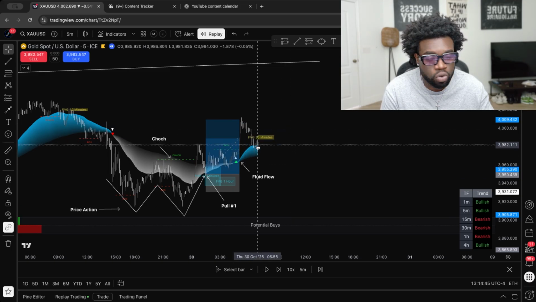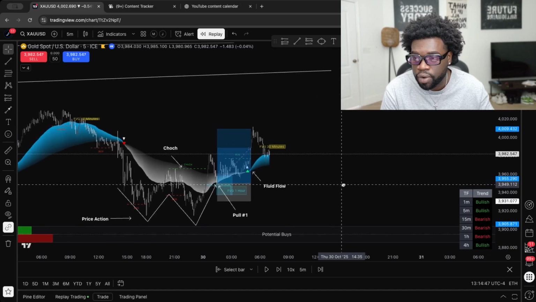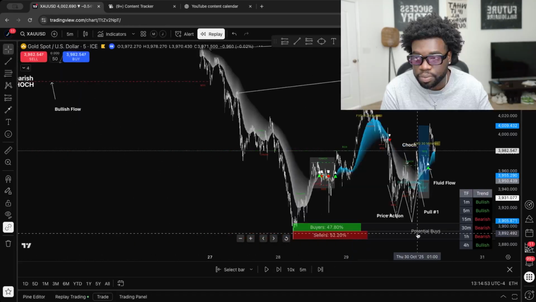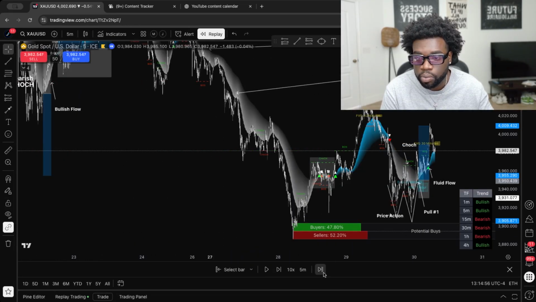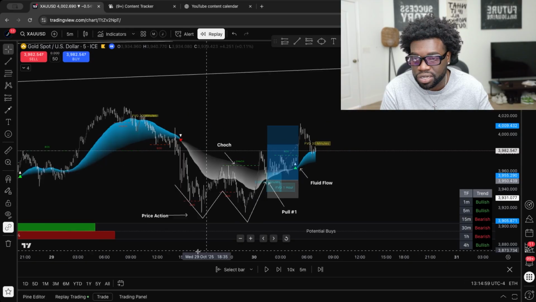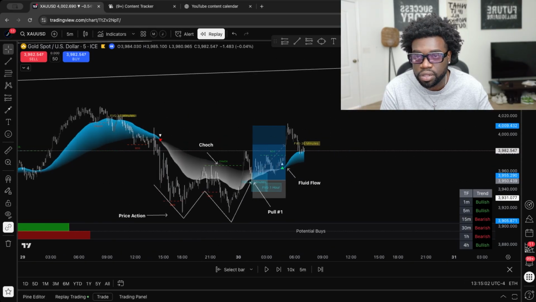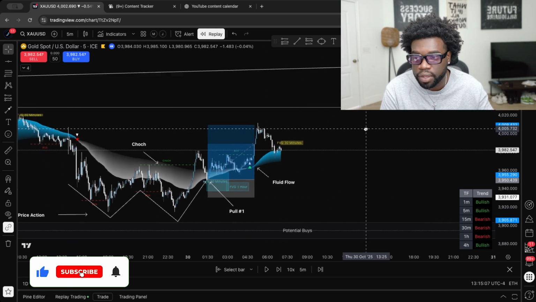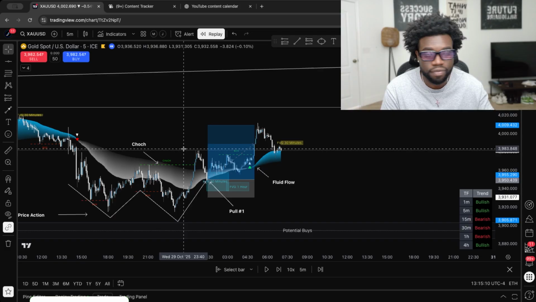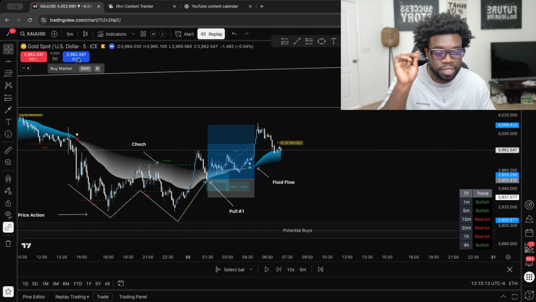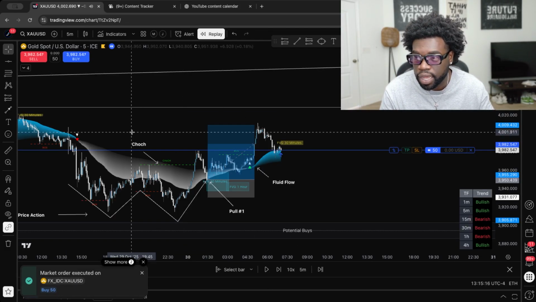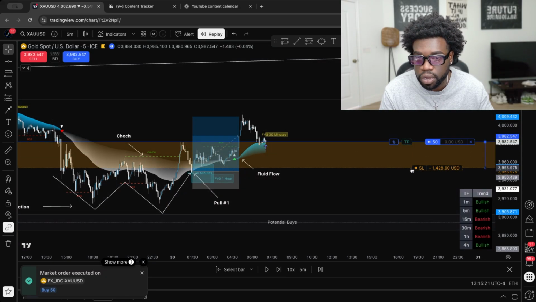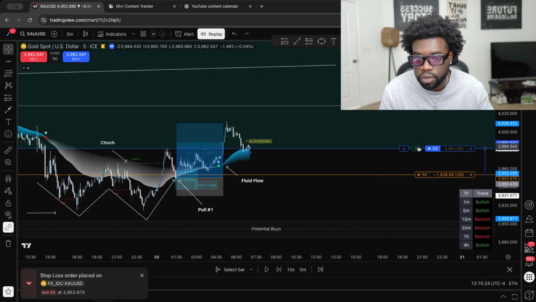Boom, we have this nice pullback to the cloud, right? So now that's a safe entryway, and we could target these highs up here. Since this is a nice little trade setup, we could target this high right here. So let's just say we enter for this buy, because we have all three confirmations. We just need to find the setup and take it. We enter here, and we're gonna exit when we reach this level. We're gonna have SL right below here, and then TP right here.